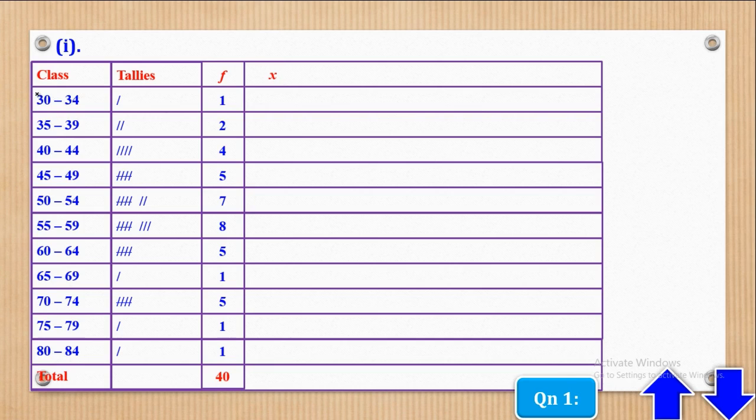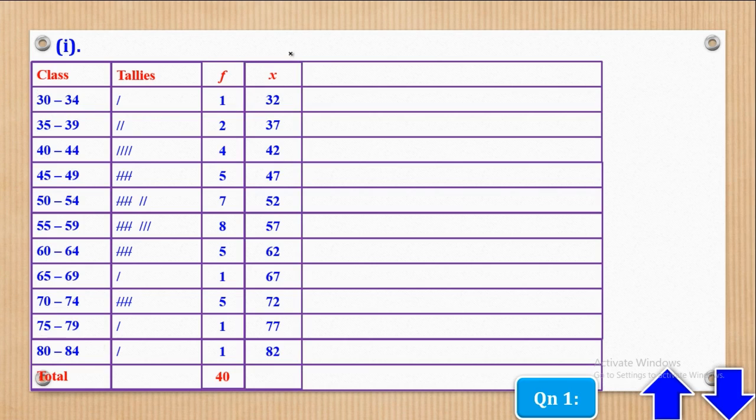Remember, class mark is got by adding the 2 class limits and dividing by 2. So 30 plus 34 divided by 2, you'll come up with 32. Then 35 plus 39 divided by 2, you'll come up with 37. 40 plus 44 divided by 2, you'll come up with 42. So next will be 47, next will be 52, next will be 57, next will be 62, next will be 67, and next will be 72, next will be 77, and lastly this will be 82.